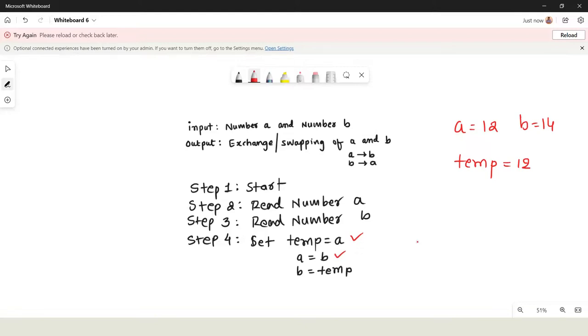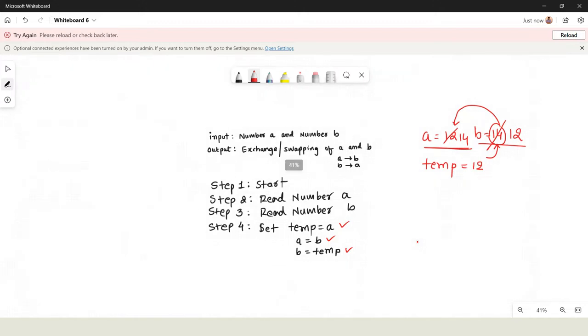Then A is equal to B. That means I am going to store the value of B into which variable? A. So the value of A would be 14. Then the third step, B is equal to temp. I am going to store the value of the temporary variable, 12, into B. That is, the value of B would be 12. Now you can see the value of A is 14, value of B is 12. It's very easy, right?